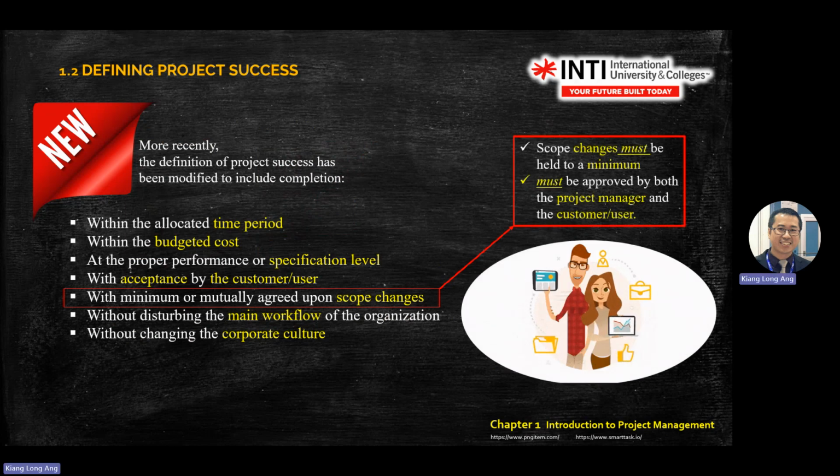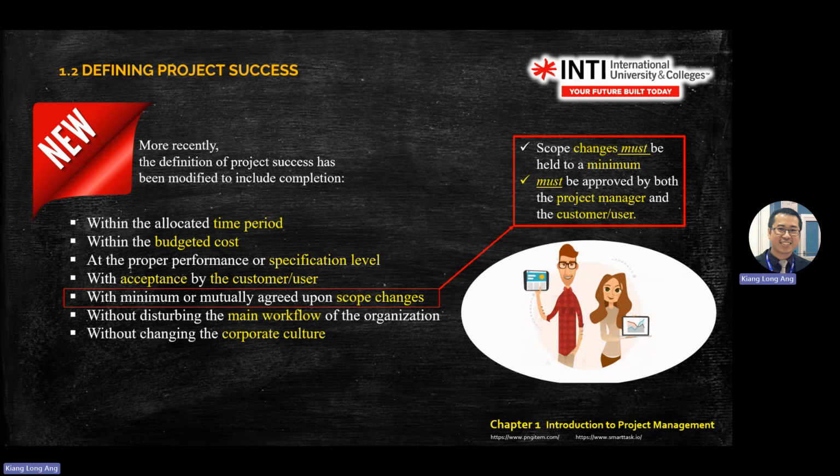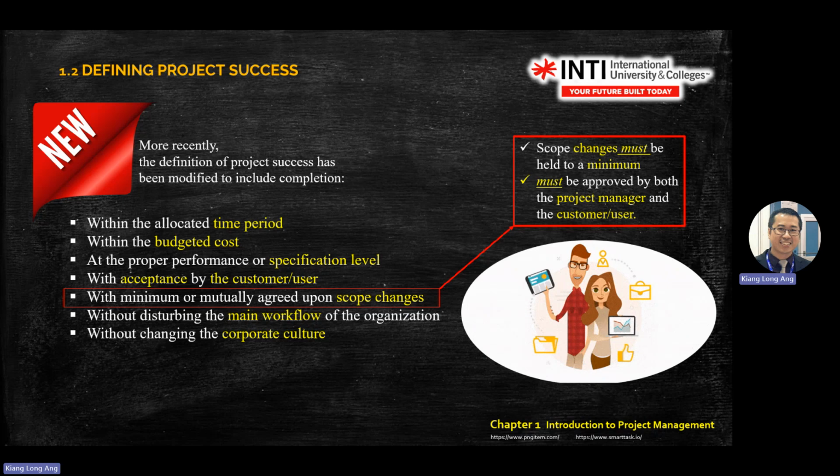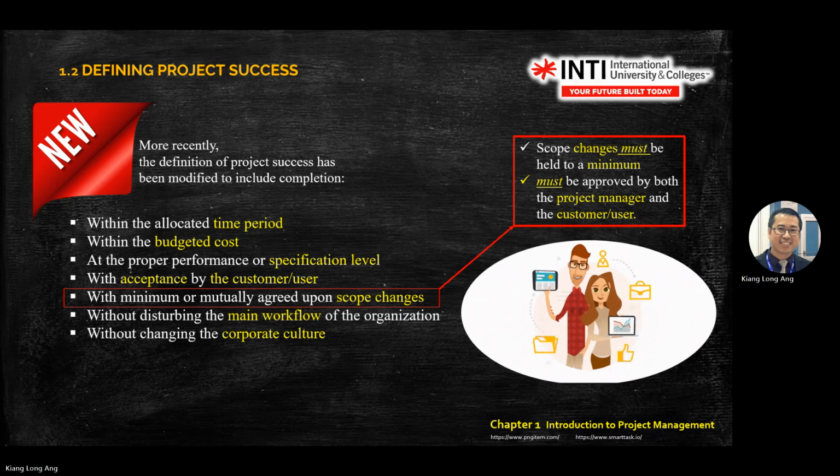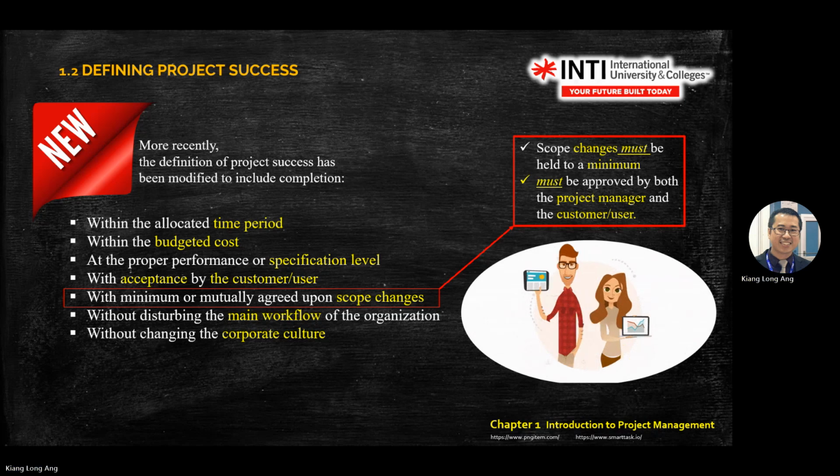So for a new breed of project manager, you try to minimize the changes in the scope when you manage projects. Changes will happen, but you try to minimize them from the project start until project close. Okay, there are five phases of the projects, so you can go back to the previous lecture slides. So a successful project must be approved by the project manager and the end user or customers. Okay.